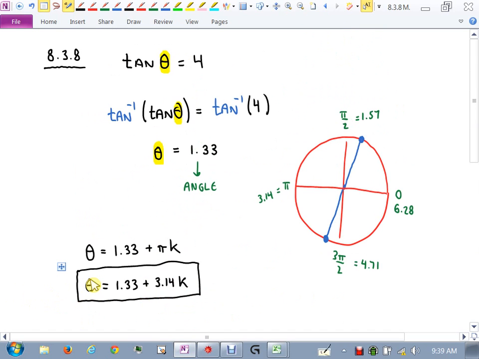I'm going to give you another example. 8.39. I would like us to solve cosecant of 4 theta plus 1 minus 3 equals 2.